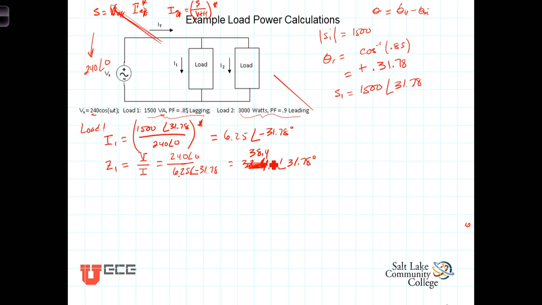What I want you to see on this is, note the angle of the impedance. The angle of the impedance is 31.78 degrees, positive. Note the power factor angle, positive 31.78 degrees. In other words, the power factor angle is just the angle of the impedance. Alrighty, load 2.